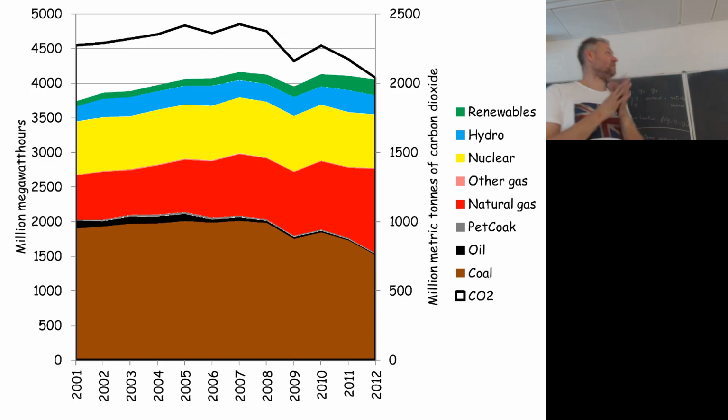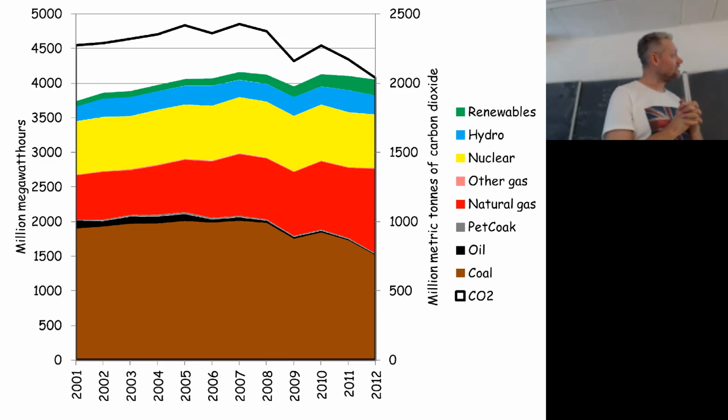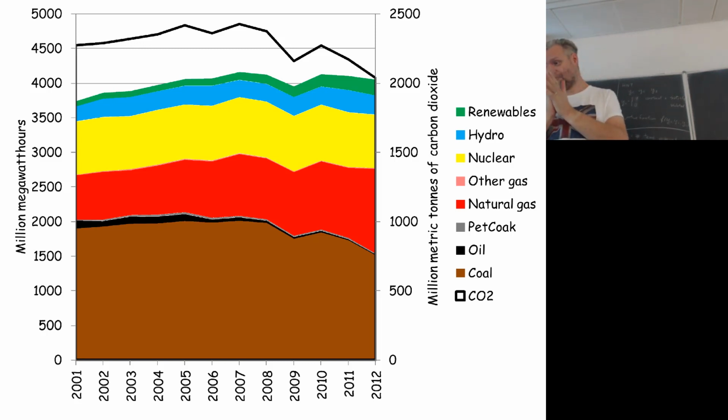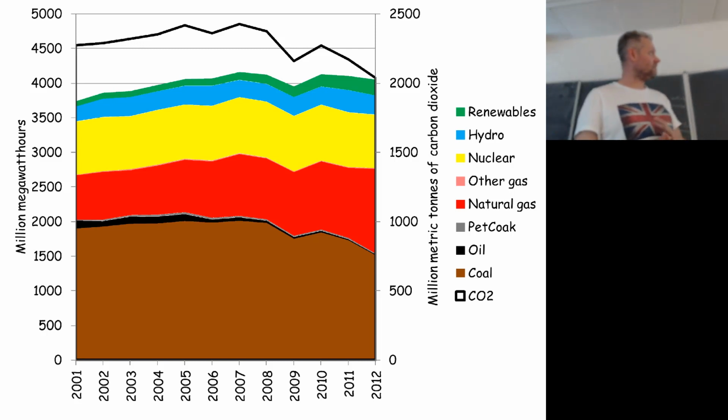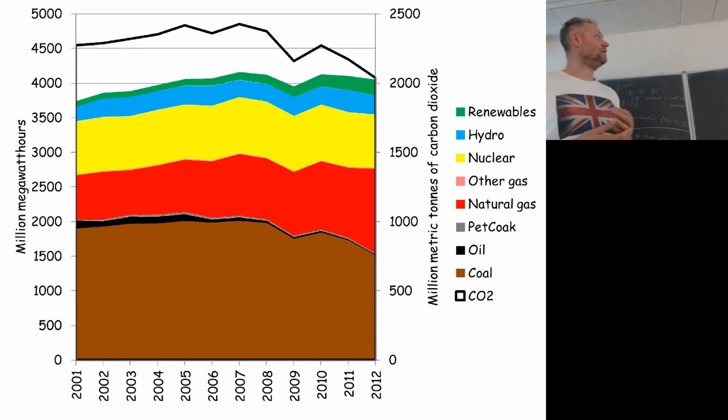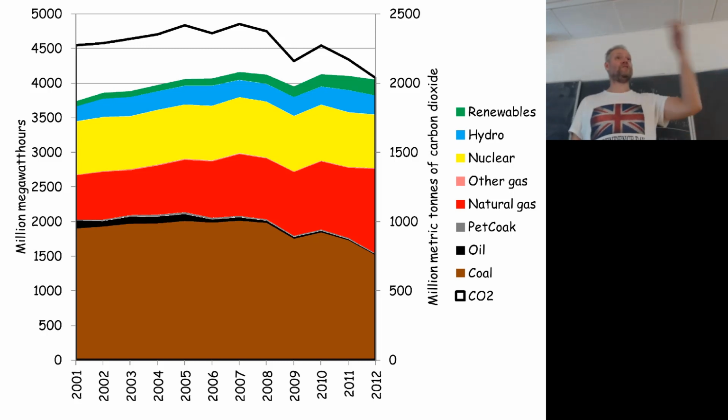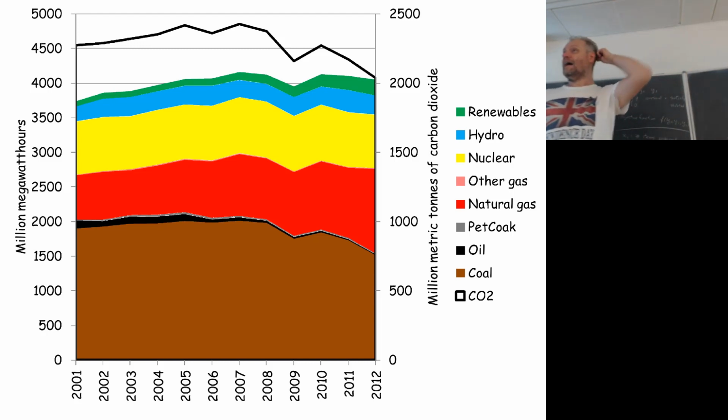But you see a remarkable change perhaps in the composition, right? You see that the brown bits have shrunk and the red bits have grown. That is a substitution from coal to gas. And then the black line is the CO2 that is generated by the US electricity system, and that has fallen reasonably from around 2200 to around 2000. So that's a 10% emission reduction over a decade, right? And that is all because of the switch from coal to gas.